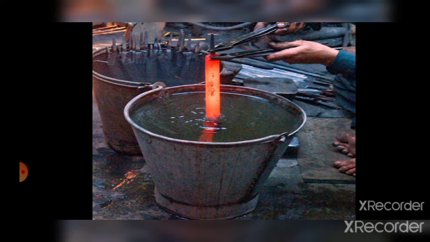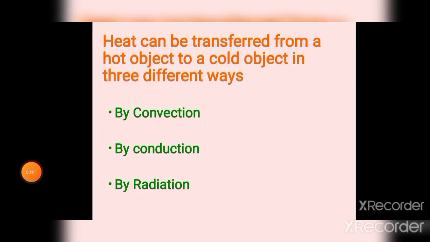So we will now describe the various ways in which heat can be transferred from a hot object to a cold object. Heat can be transferred from a hot object to a cold object in three different ways: by conduction, by convection and by radiation. In solids, heat is transferred by conduction. Now we will discuss conduction.